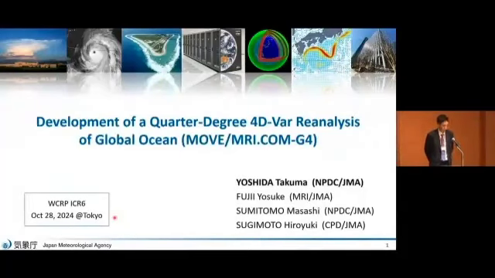I'm talking on our development of a quarter-degree 4D-Var reanalysis of global ocean. Our system will be called Move MRICOM G4, where Move is the name of analysis system. MRICOM is the name of our community ocean model, and G4 is the fourth version of its global configuration.